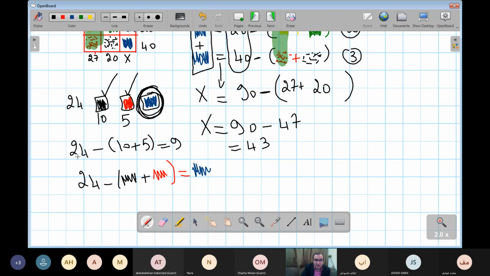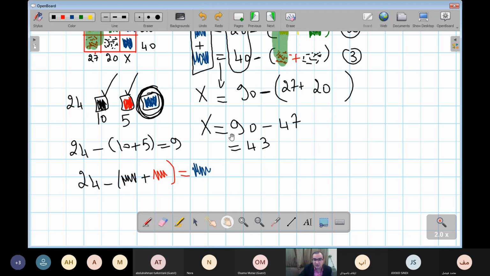So if you have 24 riyal, and you have 10 riyal plus 5 riyal, okay? How much money do you have in the third one? You add the two numbers here, 10 plus 5, it's going to be 15. Then you say 24 minus 15, it's going to be what? 9. If I give you an example with numbers in this exercise, we must know how to solve an exercise without knowing any of the unknowns.